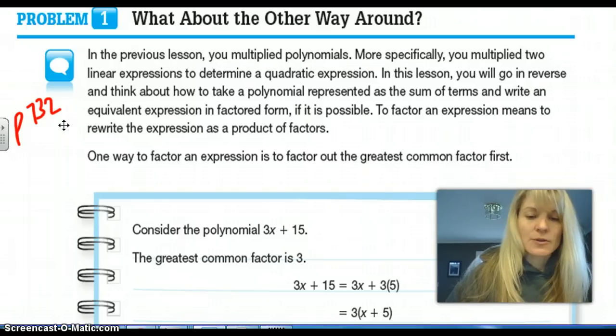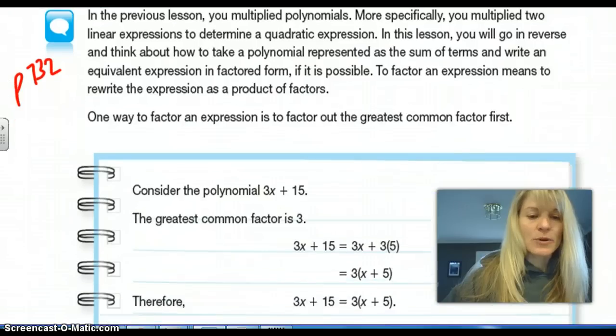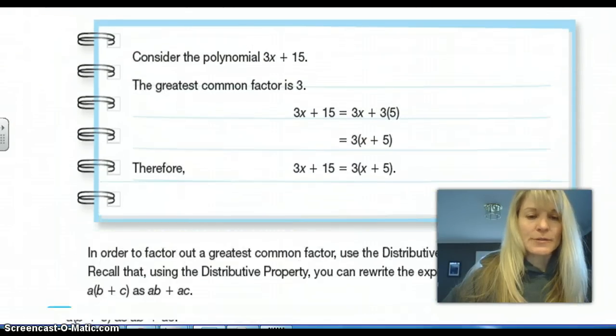And we sort of covered this earlier, but we're going to hit it a little bit harder, and we're going to apply it to trinomials next week. But today we're going to worry about factoring binomials.